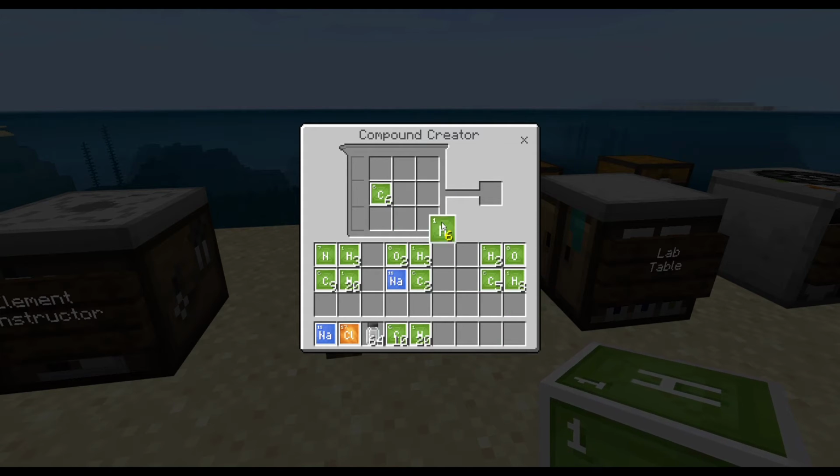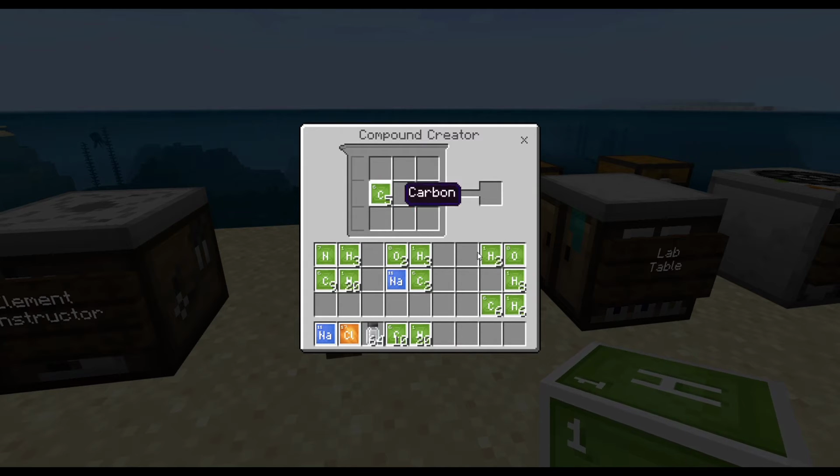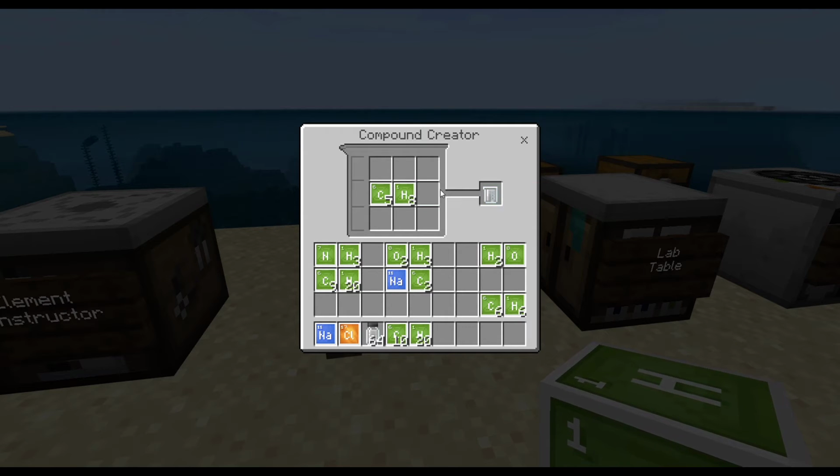I will make another fuel. This fuel is called benzene. You can see it is also made up of carbon and hydrogen. Finally, I will make rubber in this. You know, rubbers are used to make balloons.